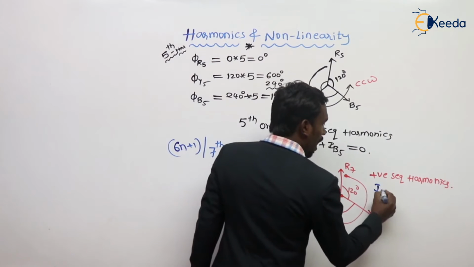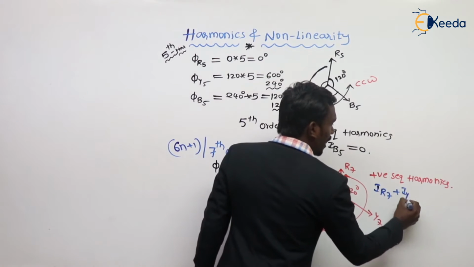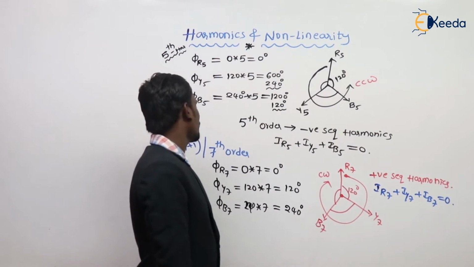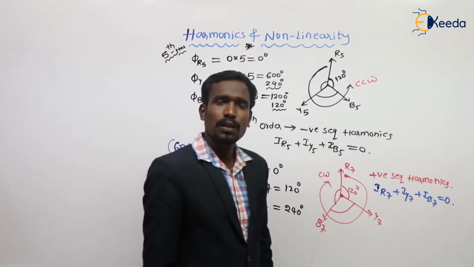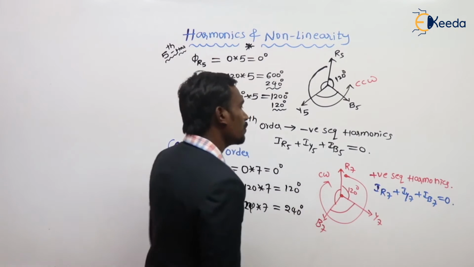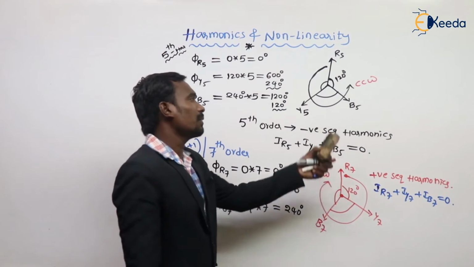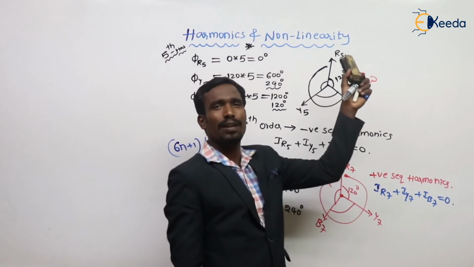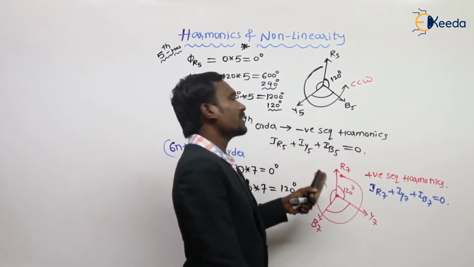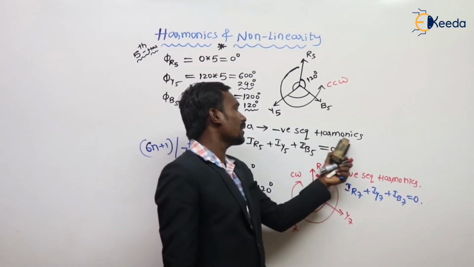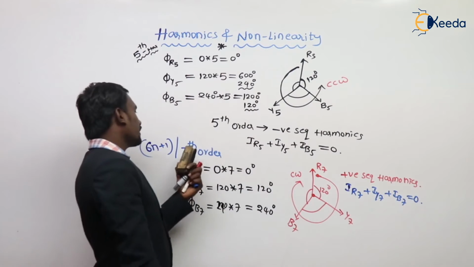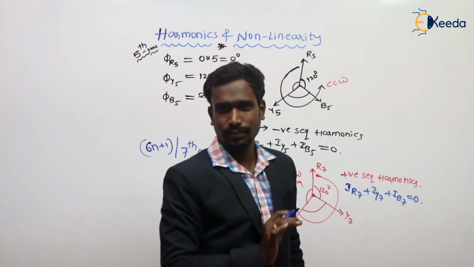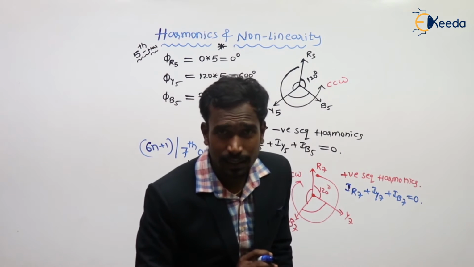And here also IR7 plus IY7 plus IB7 is exactly 0. No problem with seventh order harmonics also. So the fifth order and seventh order harmonics follow the fundamental rules and the sum of the three phase currents is equal to 0. Of course, fifth order in counterclockwise direction, seventh order in clockwise direction. That's why fifth order harmonics are called negative sequence harmonics and seventh order harmonics are called positive sequence harmonics. Is it okay? Right.